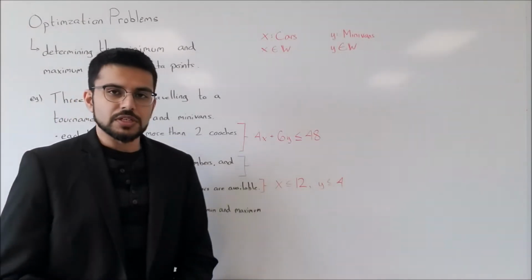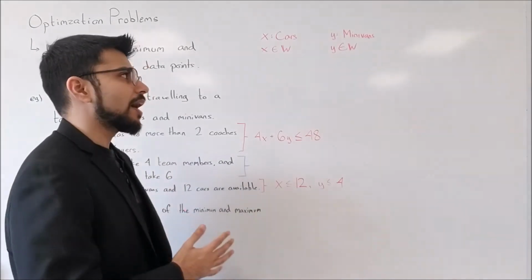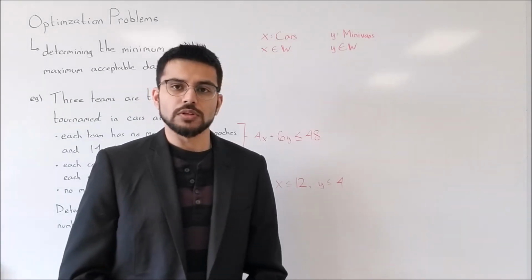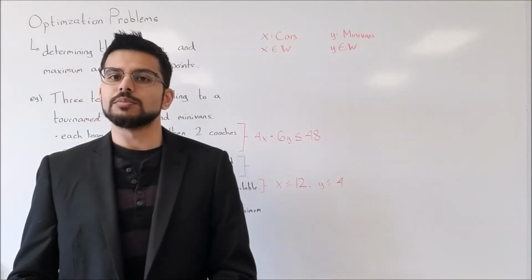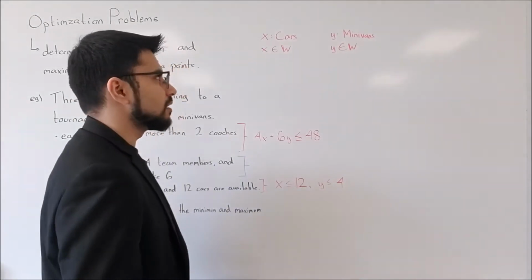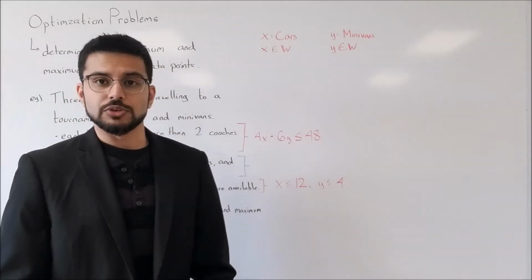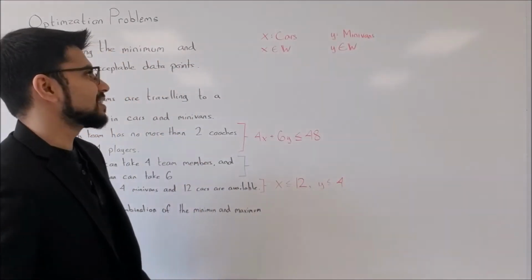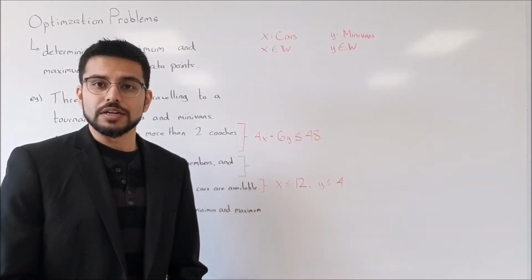So if X represents cars, I have to state that X must be an element of whole numbers. Y, if that represents my minivans, Y must also be an element of whole numbers. Remember, whole numbers are 0 and any positive number that follows. Can't use any negative values, so no integers, because you couldn't have a negative of a car or a negative of a minivan. Can't use rational or irrational numbers, right? Because you can't have a decimal of a car or a fraction of a minivan. So we're going to say that X and Y are both elements of whole numbers. Then we can state our inequalities.